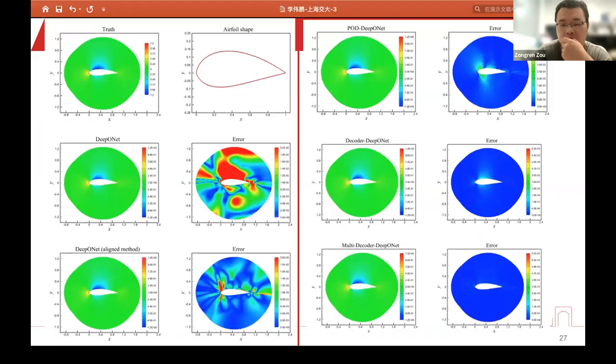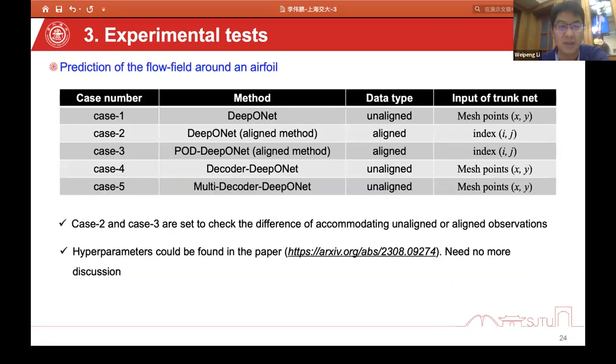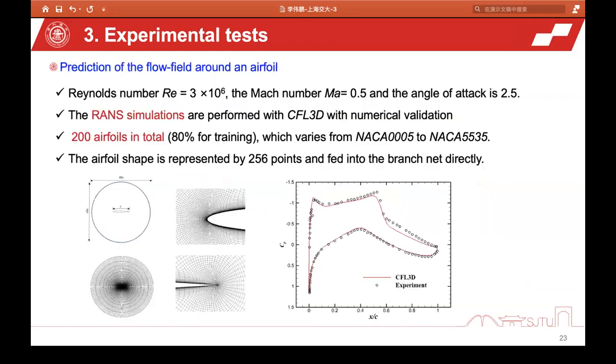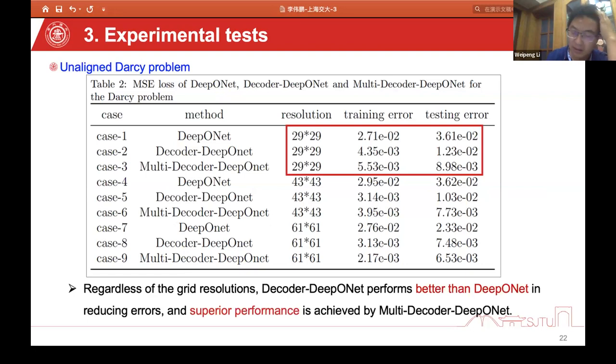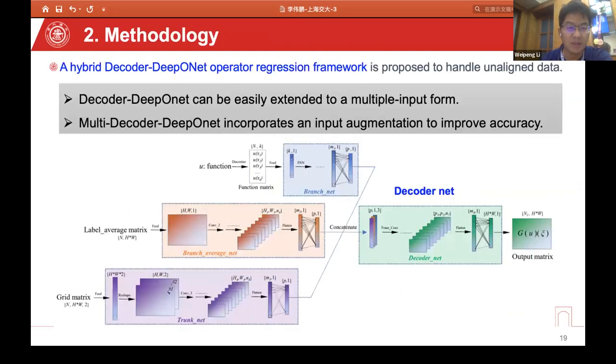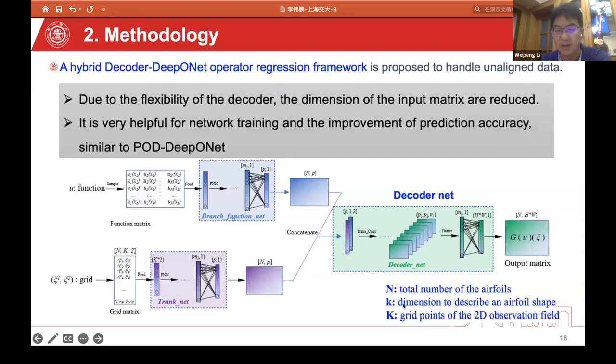Yes, you want me to explain the network or the input and output? The input. Okay, I'll go back to this. The input is the dimension of the airfoil. Maybe we have 100 points to describe the airfoil shape. So the dimension of the input is 200 because it's two dimensional. And the output is the pressure field around the airfoil, and it's connected with the grid. So you trained it to predict the pressure field? Yes, yes. Okay. Thank you.